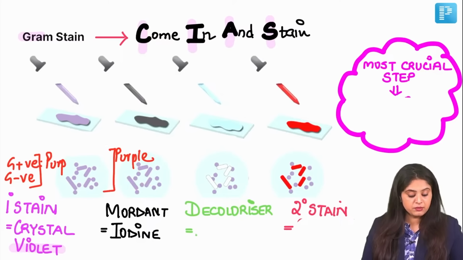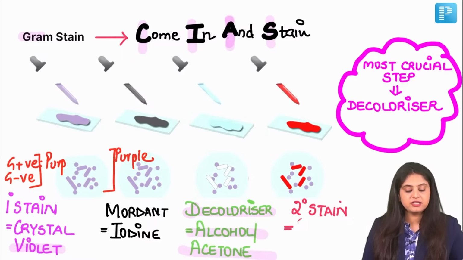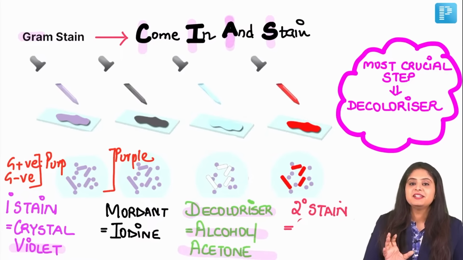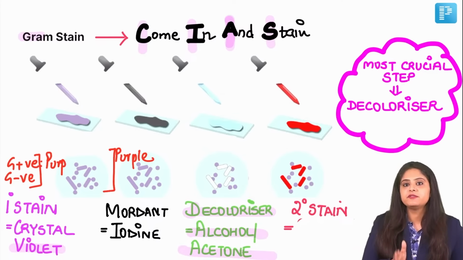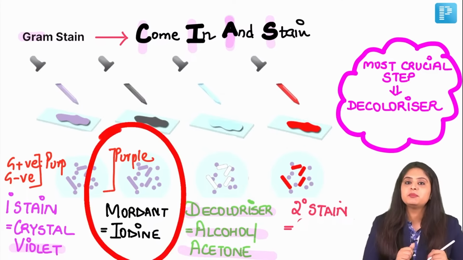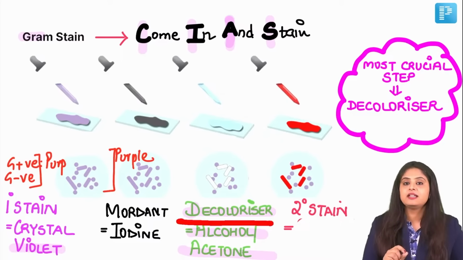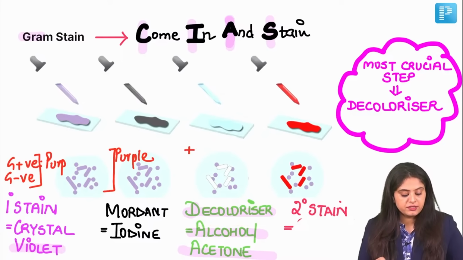But then comes the most crucial step, the decolorization step, where you are adding that alcohol acetone and removing the color. This is where the difference happens. That is why this is the most crucial. Here is where you decide whether it is gram positive or gram negative, because till now everything was purple only. On adding the decolorizer, the gram positive ones will say we will still keep the purple color, and now you know why.